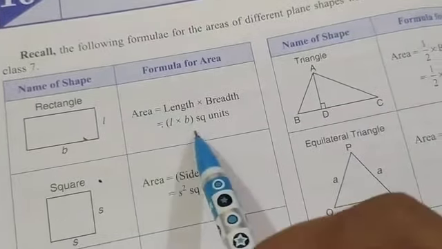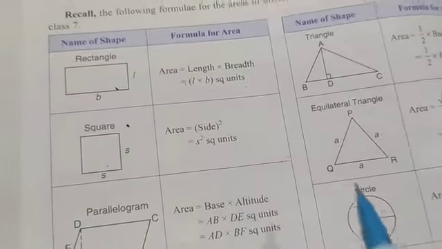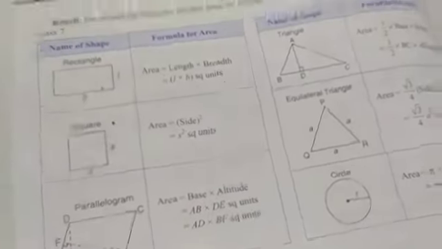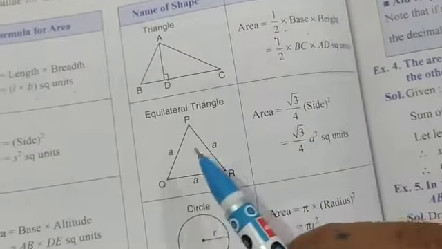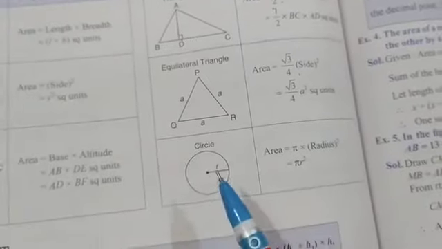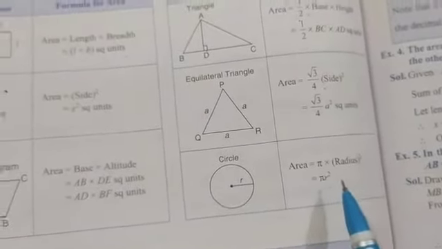Rectangle, its area formula is length into breadth. Square, area is side square. Parallelogram, area is base into altitude. Triangle, half into base into height. Equilateral triangle, area is root 3 upon 4 into side square. Circle, area is equal to pi r square.